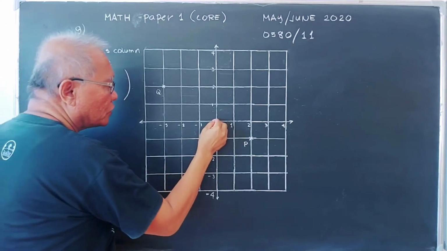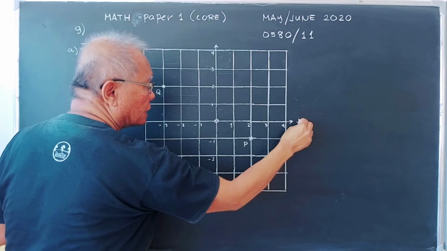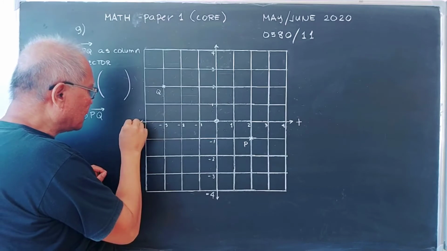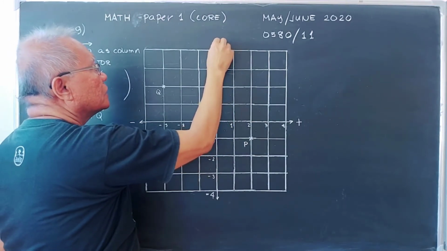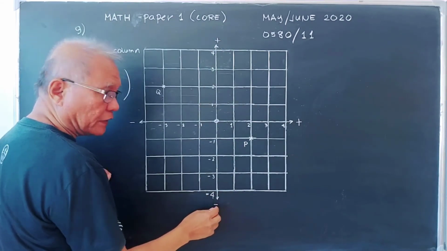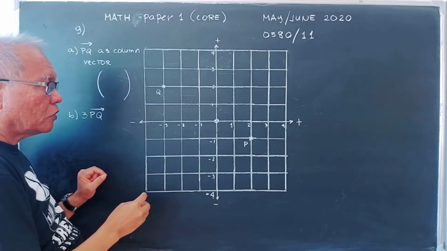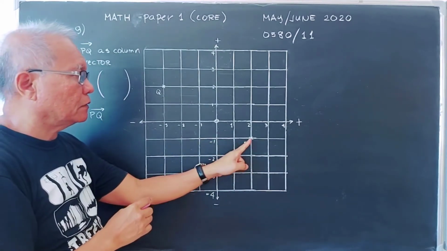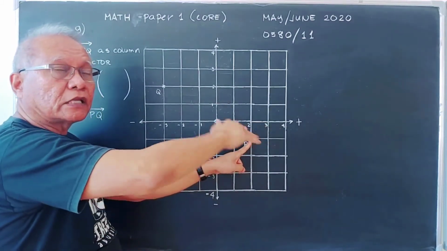Because if we have the origin here, it's just like this, in which if we go to the right, all the numbers to the right are positive and all the numbers to the left are negative. All the numbers going up are positive, and the numbers going down are negative. So, column vector PQ means we are going to start from P. Okay? And we go first horizontal, not vertical.